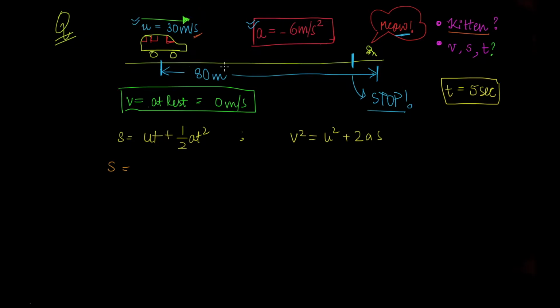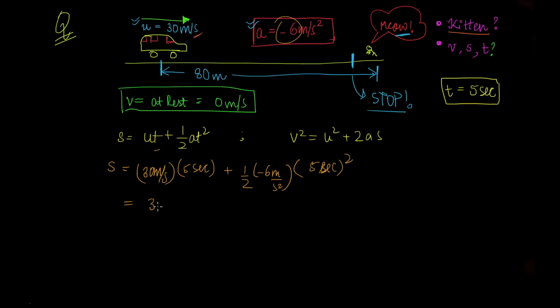That tells us that the distance would be equal to ut. U is the initial velocity, that's 30 meters per second, times the time over which we are evaluating s, that is 5 seconds, so that's 5 right there, plus half times the acceleration. Remember, acceleration always comes with a negative sign, so we have to write minus 6 meters per second square, and multiply that by time square, so that's 5 seconds square right there. So what we have is 30 times 5, and we get a unit of meters.